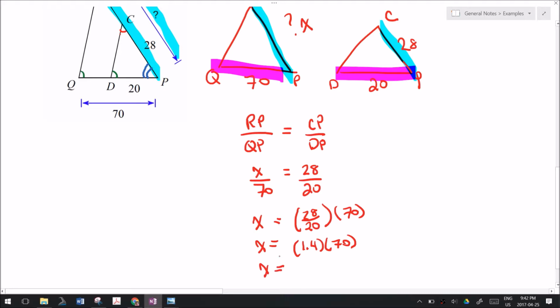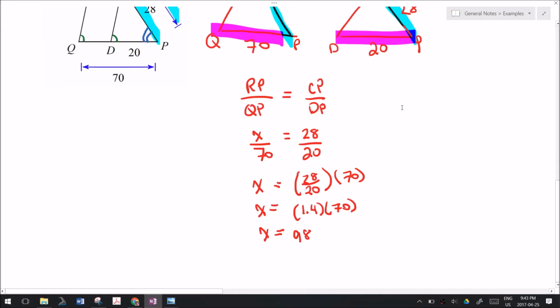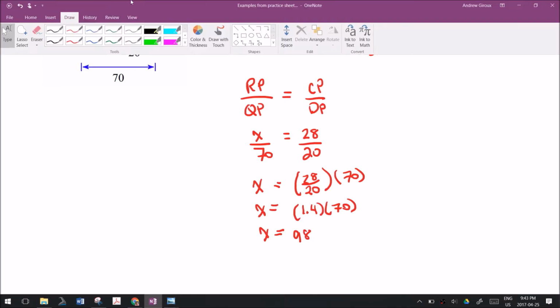And I get the length of my missing side, which is 98. And that actually makes sense, because if you think about it, triangle QRP is the bigger triangle, and so this side should be longer than 28. But I can check it, like we did in the last example.